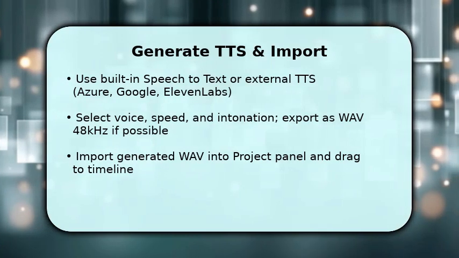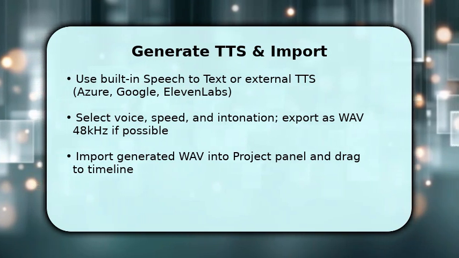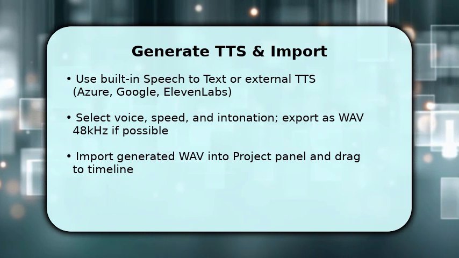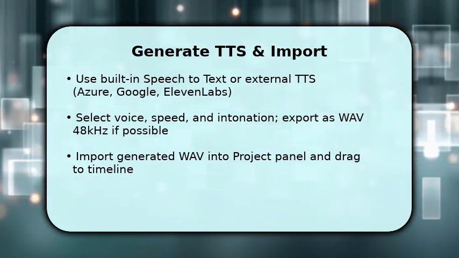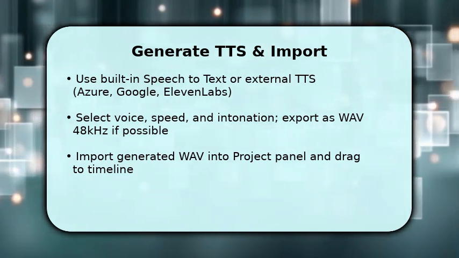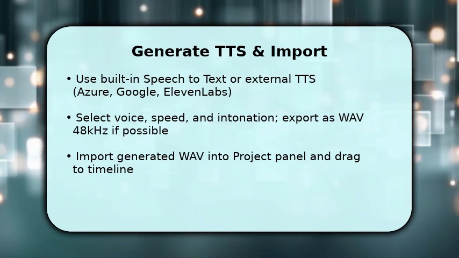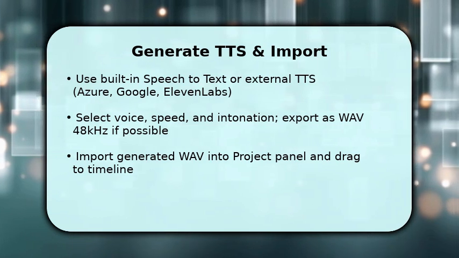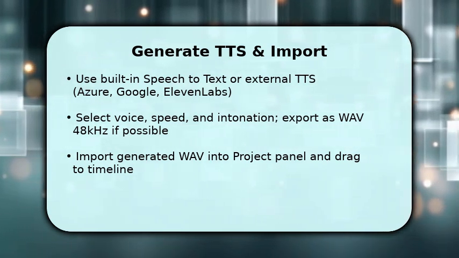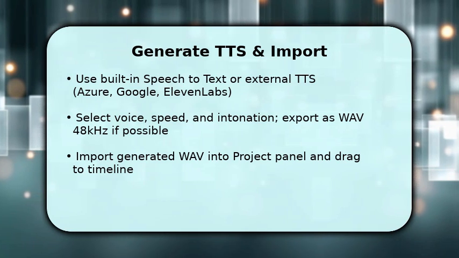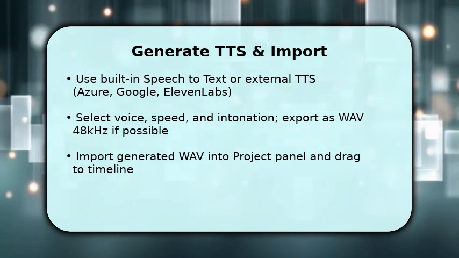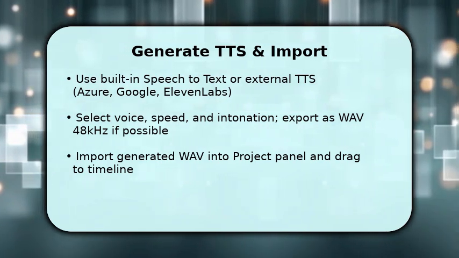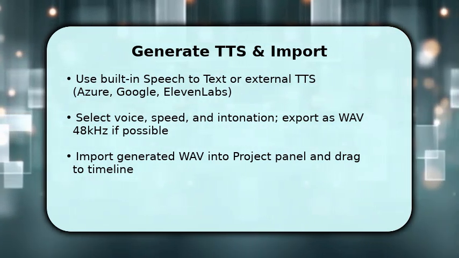Now create the speech file. Either use Premiere speech-to-text if available, or paste your text into an external TTS service and choose a natural voice, moderate speed, and neutral intonation. Export the result as a WAV at 48 kHz to match your sequence settings. This avoids resampling artifacts. Then import the file into Premiere's project panel and drop it onto the placeholder audio track. Make sure clips are labeled and aligned roughly to your edit, so you can fine-tune timing next.